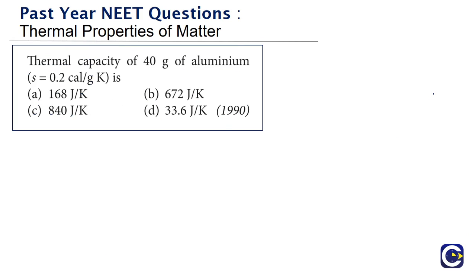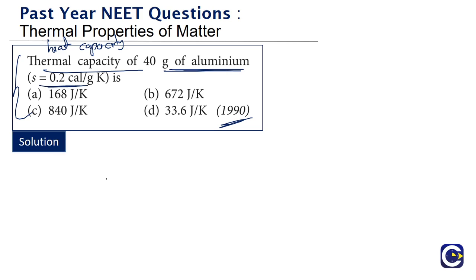Next we have a straightforward theoretical question which is based on the thermal capacity. Thermal capacity is also called as sometimes heat capacity. Okay, thermal capacity can be also called as heat capacity. Thermal capacity of 40 grams of aluminum. For the aluminum, they have given S. S means what? S is specific heat capacity.